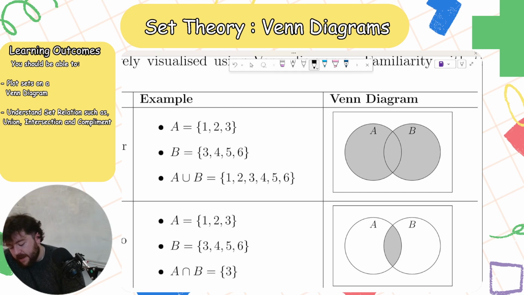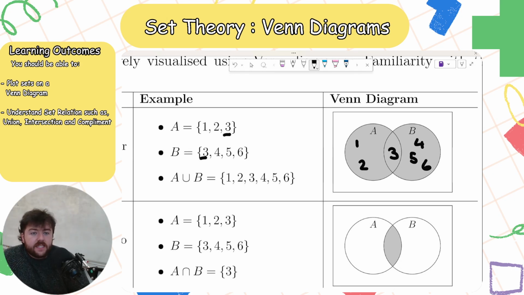If we were to plot these in the Venn diagram, we always work from the inside out. First we see if they have anything in common. They both have a 3 in common here. That would be a 1 and a 2, and here would be 4, 5, and 6. So the union of these sets is all the elements in the Venn diagram together. A union B is 1, 2, 3, 4, 5, and 6.